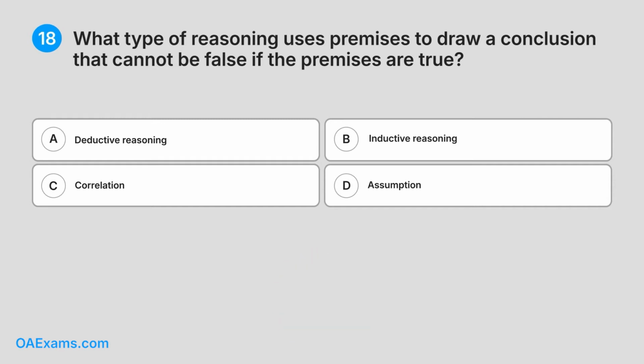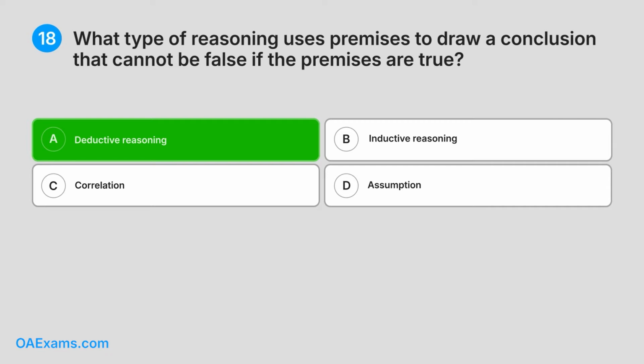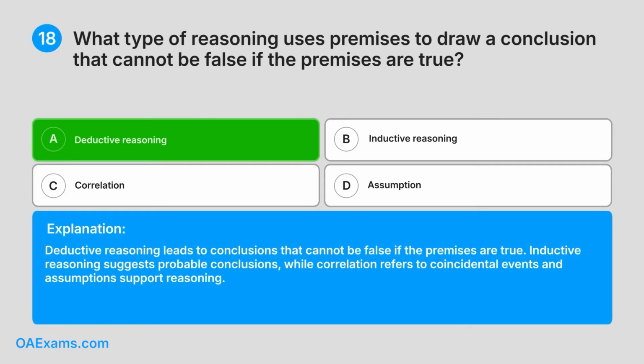Correct answer. A. Deductive reasoning. Explanation. Deductive reasoning leads to conclusions that cannot be false if the premises are true. Inductive reasoning suggests probable conclusions, while correlation refers to coincidental events and assumptions support reasoning.